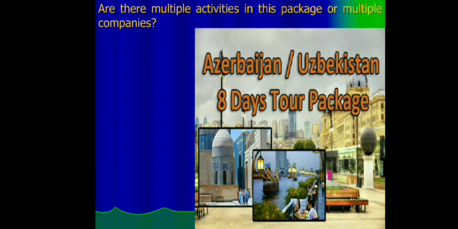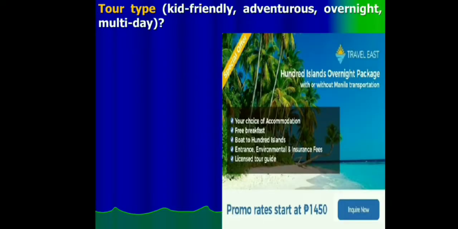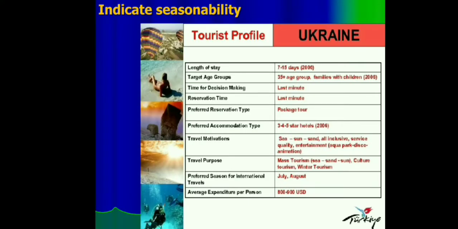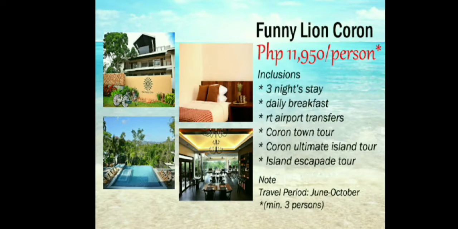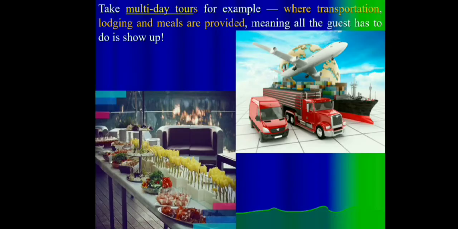The next thing, you have to indicate multiple activities in the tour package, as well as the tour type. The next one is seasonality. You have to underline the preferable season. Maybe it's August, maybe October, maybe winter. For example, New Year holidays in Dubai are a seasonal package, and they offer it only in winter.